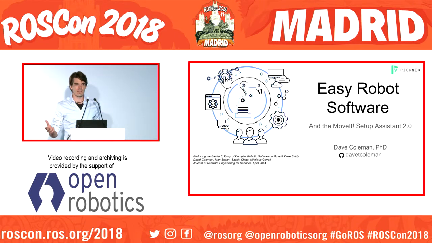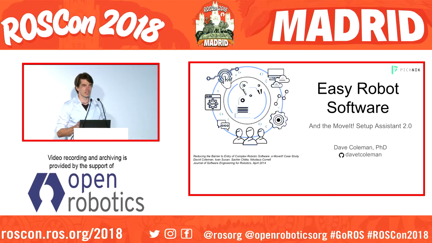I'm Dave. I've been working on MoveIt for a long time, now with Picnic, and today I want to talk to you about how to make your ROS software, your robotic software, better. We're all here for open source, and I think open sourcing your software is great, but I want to encourage you today to take it a step further and make it easier for developers to use and to get started with it.